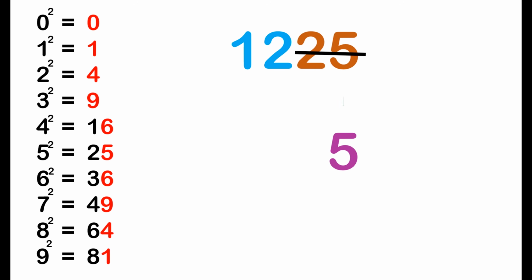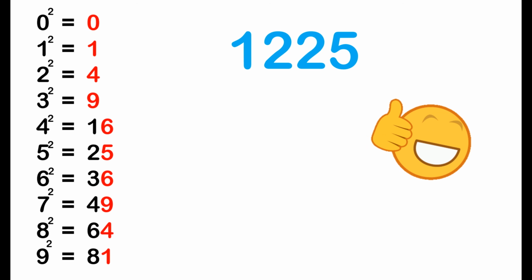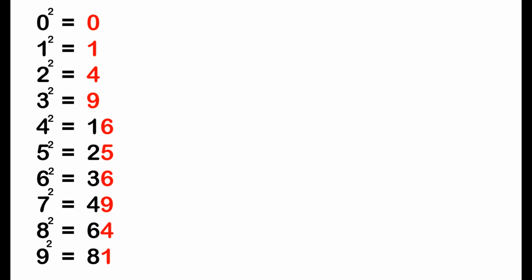Now we want a square which is just below or equal to 12. Look here. It's 9, which is 3 square. So we write 3 here, and it's done. 35 is the answer. Great.